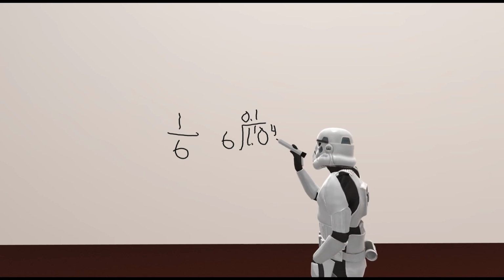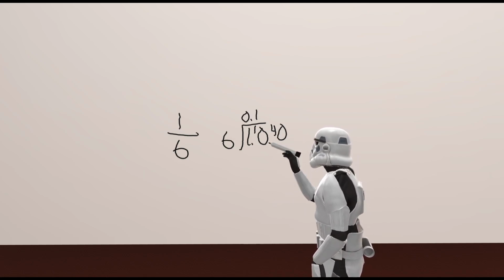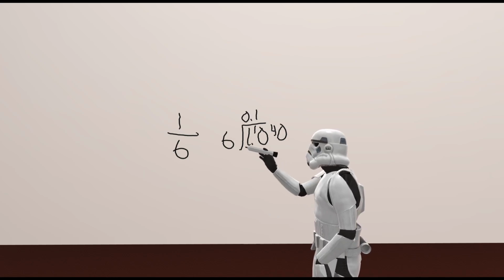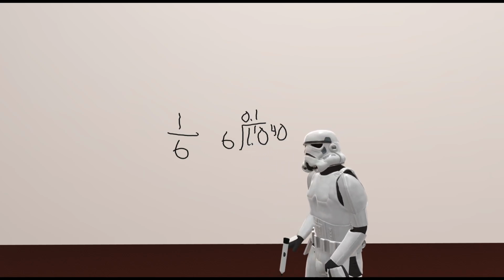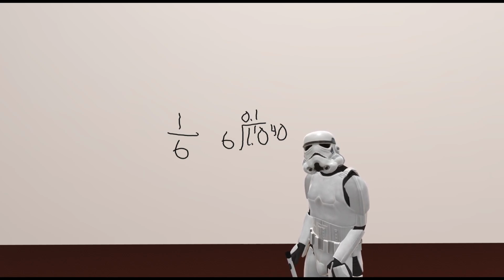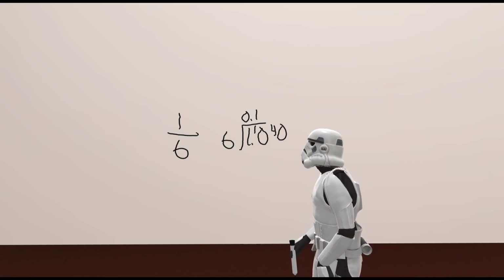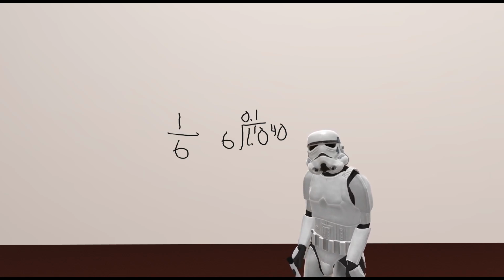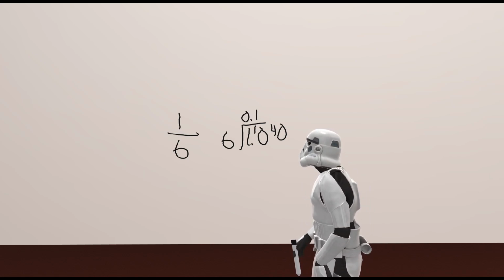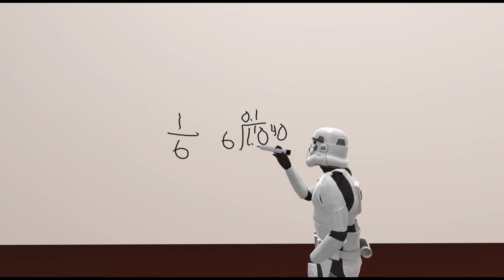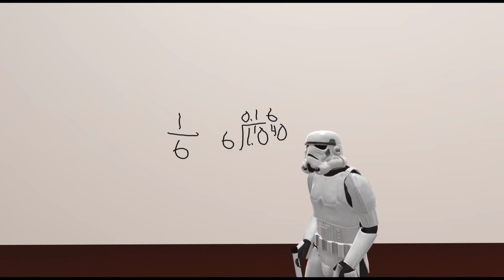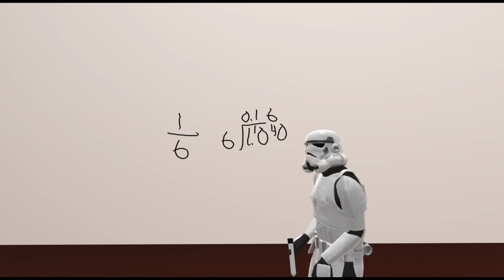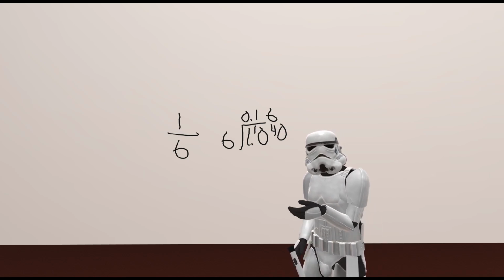So we're going to have to write another 0. So we have now a 40. So 6 goes into 40 how many times? Well, 6 times 6 is 36. So it goes into it 6 times. And then has a remainder of 4, because 36 plus 4 is 40.